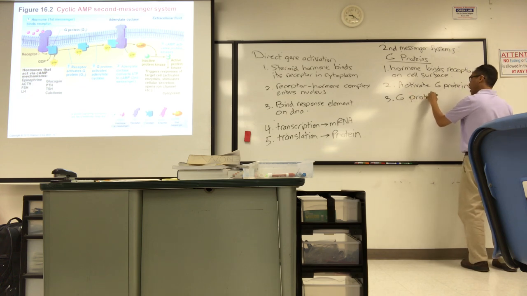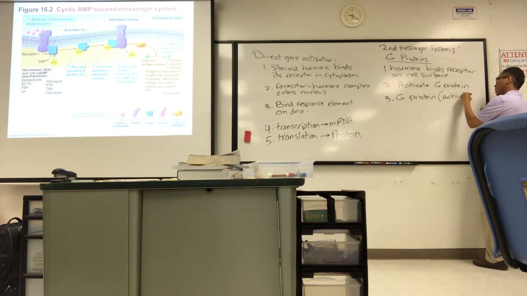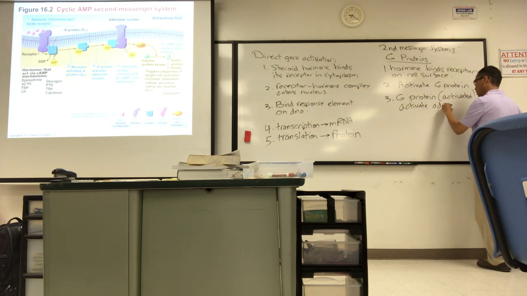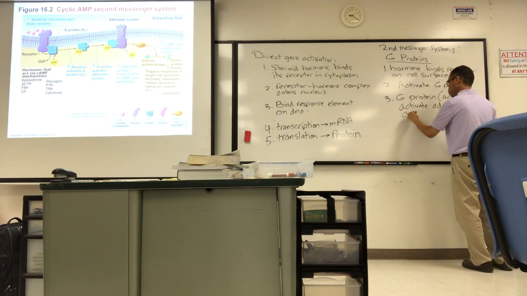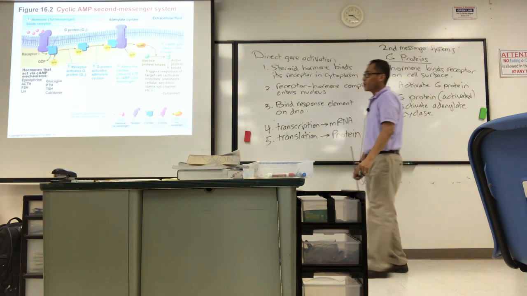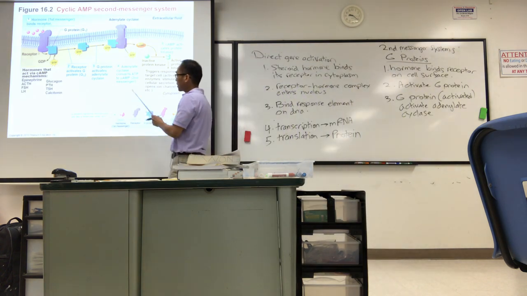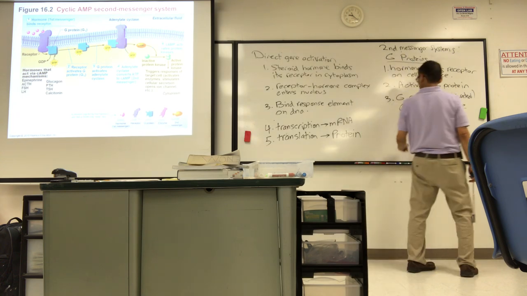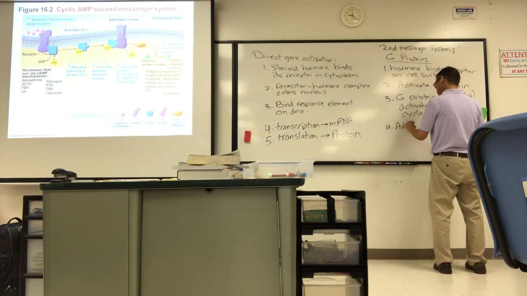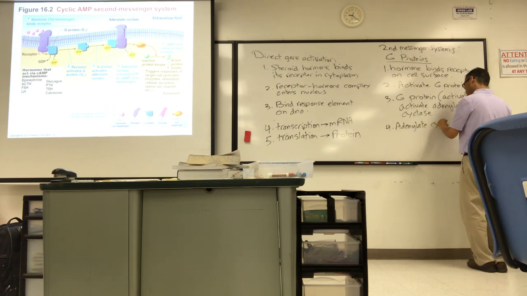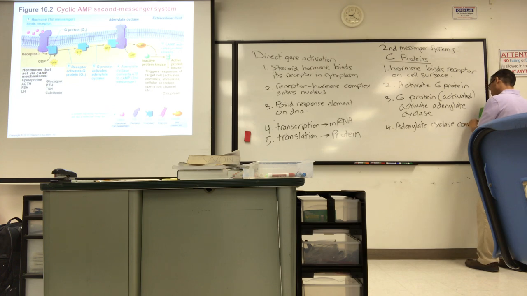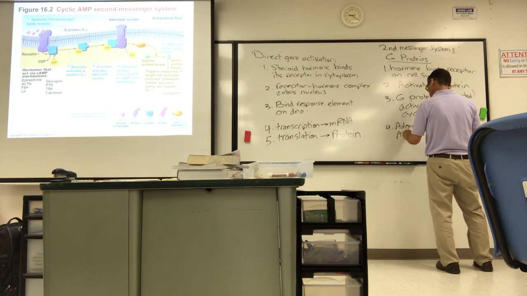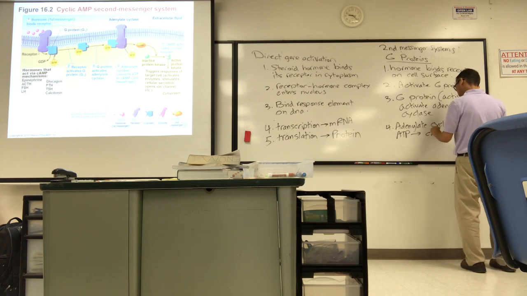So the G protein, now activated, will in turn activate adenylate cyclase. And that process will then get you your second messenger. Adenylate cyclase converts ATP to cyclic AMP.